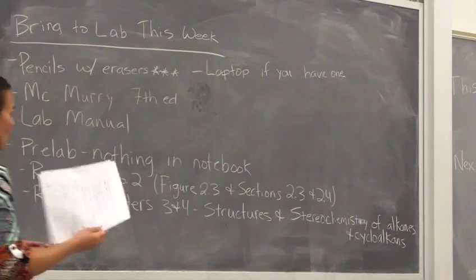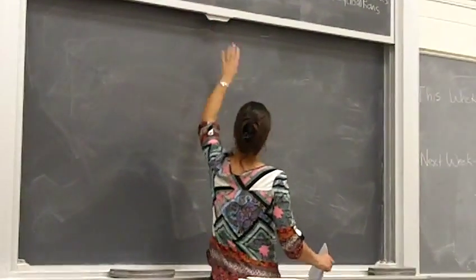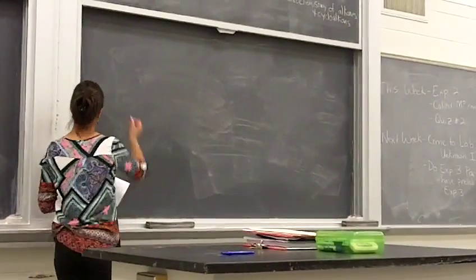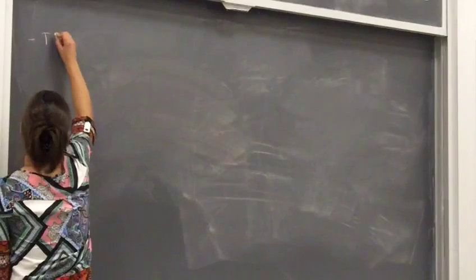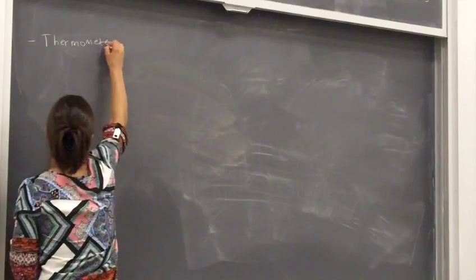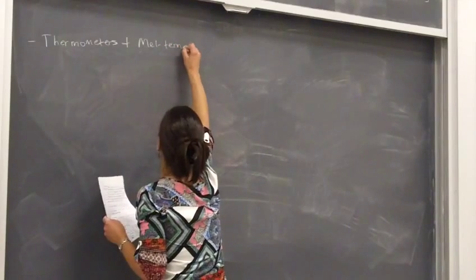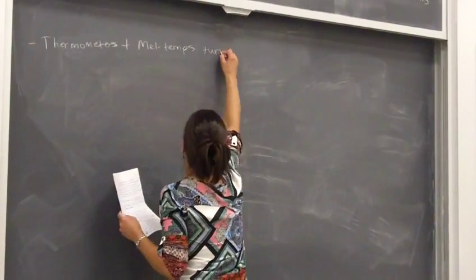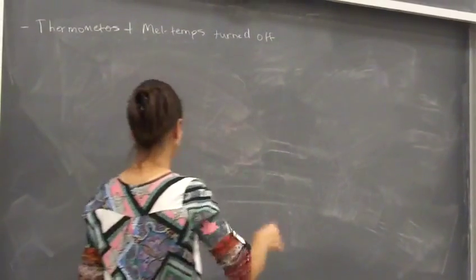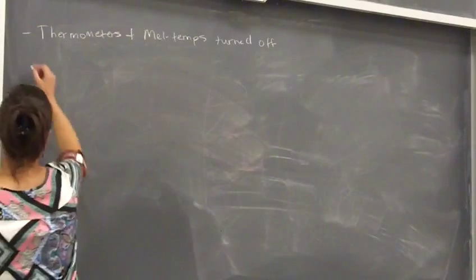Okay. Now, before I show you the demo, I actually wanted to go through the announcements real quick, and a couple things about melting point ranges, and then we'll show you the demo of the WebMO. Make sure thermometers and melt temps are turned off, okay? When they're not being used. If someone's waiting for a melt temp, you can leave the thermometer on, but turn the melt temp off, or it's not going to cool down for the next person.